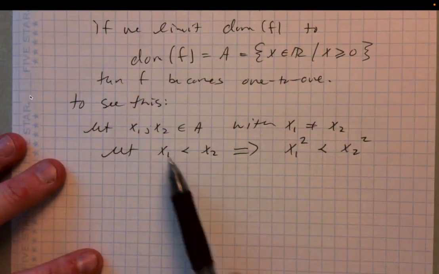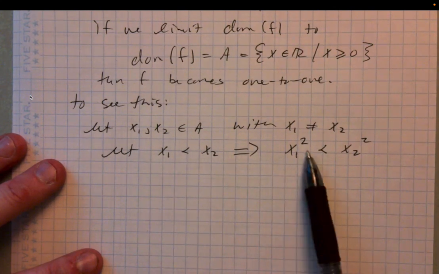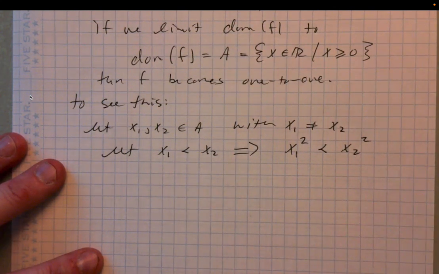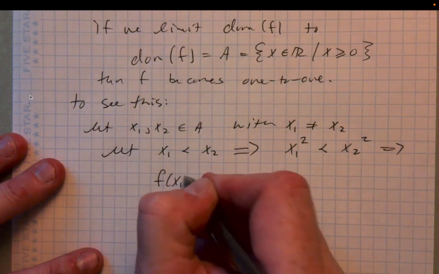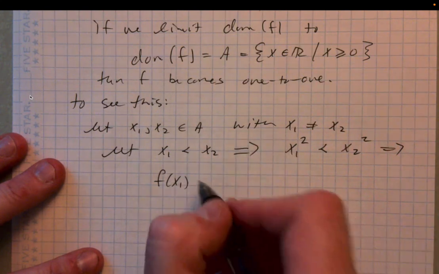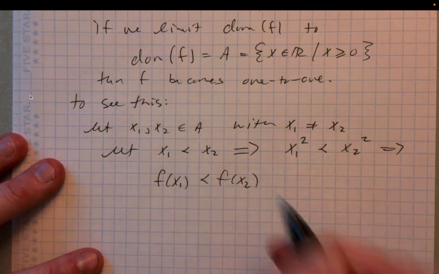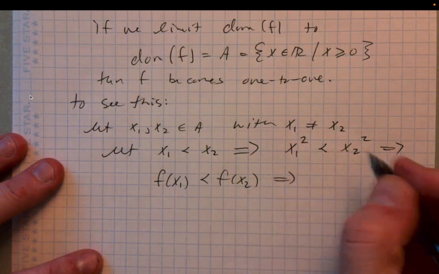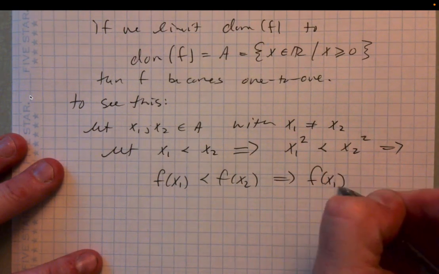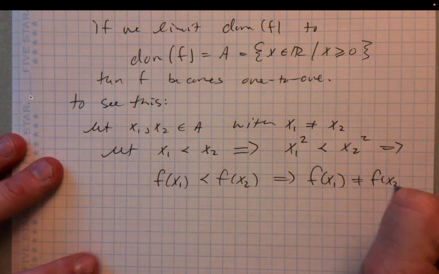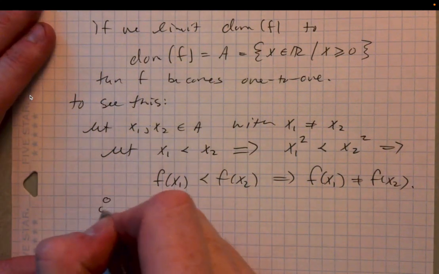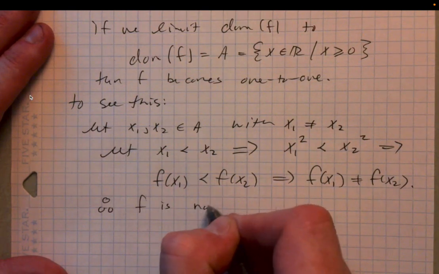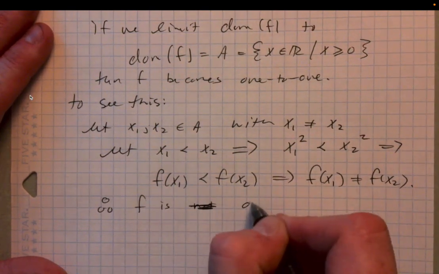Okay, and so if x1 is less than x2, then x1 squared is less than x2 squared, and obviously, that implies that f of x1 is less than f of x2, right? Which is all we need to show, because all we need to show is f of x1 is not equal to f of x2. Okay, so therefore, f is 1 to 1, sorry.